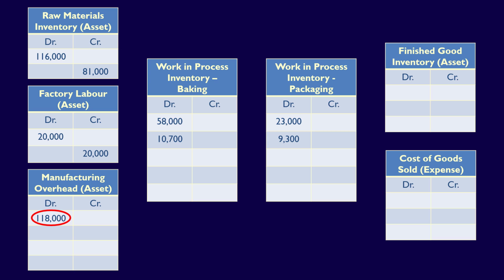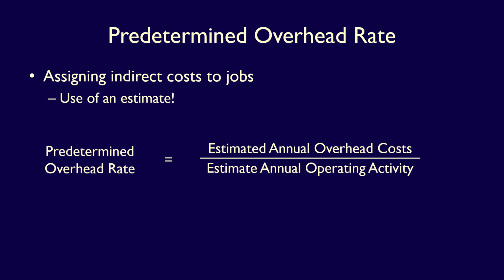These costs are all indirect. These manufacturing overhead costs relate to the whole production process. Since we can't trace these costs directly to any particular process, we have to assign manufacturing overhead to jobs using an estimate. To do this, we calculate and use a predetermined overhead rate, which we calculate using estimates at the start of the year. We take the estimated annual overhead costs and divide it by the estimated annual operating activity.